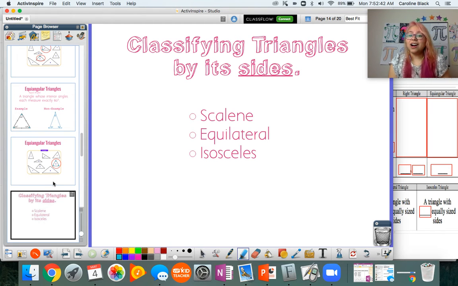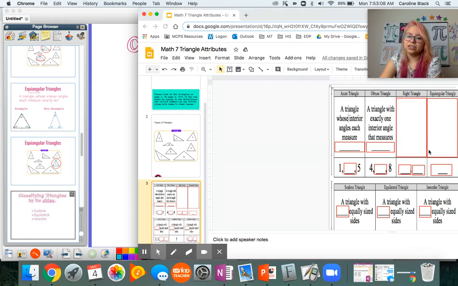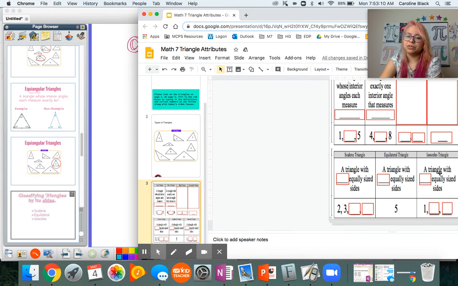So I told you that there are 2 ways that we are going to classify triangles. One by its angles, which we did, and now we're going to talk about classifying triangles by its sides. So there are 3 ways we can classify triangles by its sides: scalene, equilateral, and isosceles. And you'll see that at the bottom of your capture sheet right here.